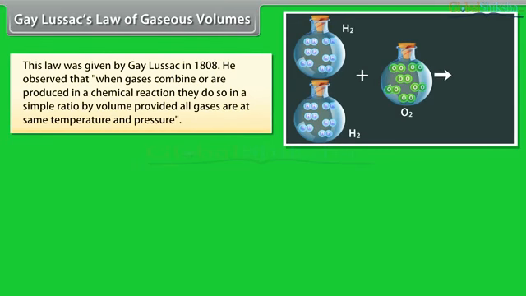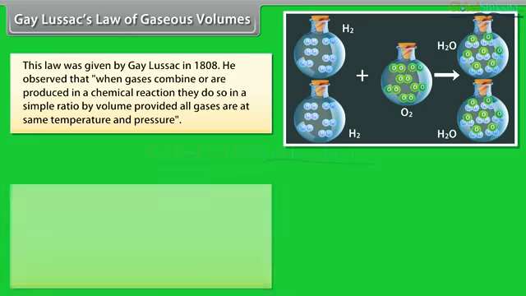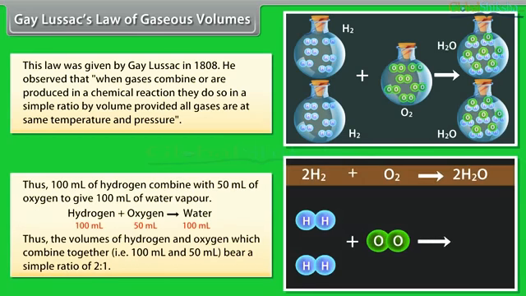Gay-Lussac's law of gaseous volumes. This law was given by Gay-Lussac in 1808. He observed that when gases combine or are produced in a chemical reaction, they do so in a simple ratio by volume, provided all gases are at the same temperature and pressure. Thus, 100 ml of hydrogen combine with 50 ml of oxygen to give 100 ml of water vapor.